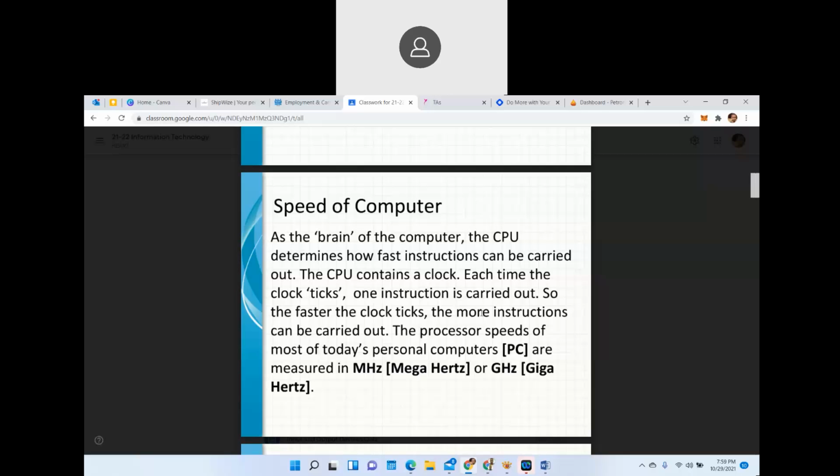Then came i3, then i5, then i7, right? With i7, it depends. Some of them are different. You have some that have like 6 cores. It's basically like 6 mini processors inside of it, right? Some have 8. So it all depends upon the type of i7 or i3 or i5, right? So knowing that can really make a big difference when you're buying a computer.